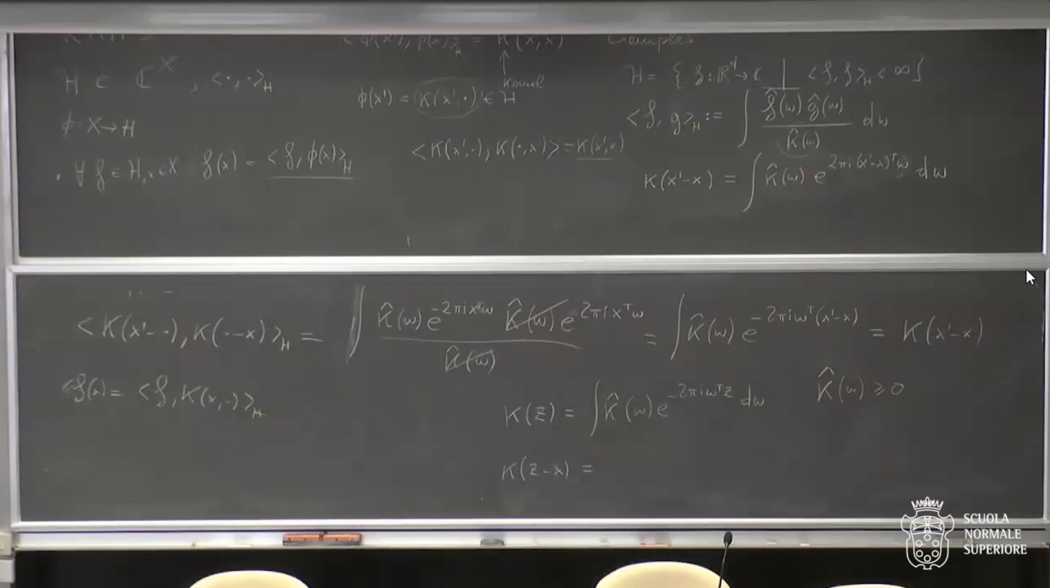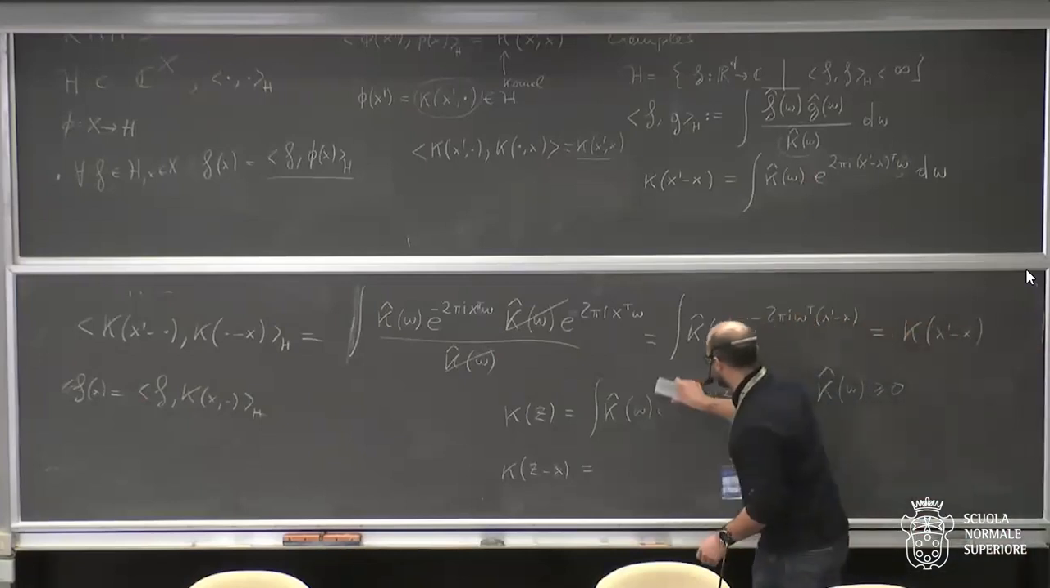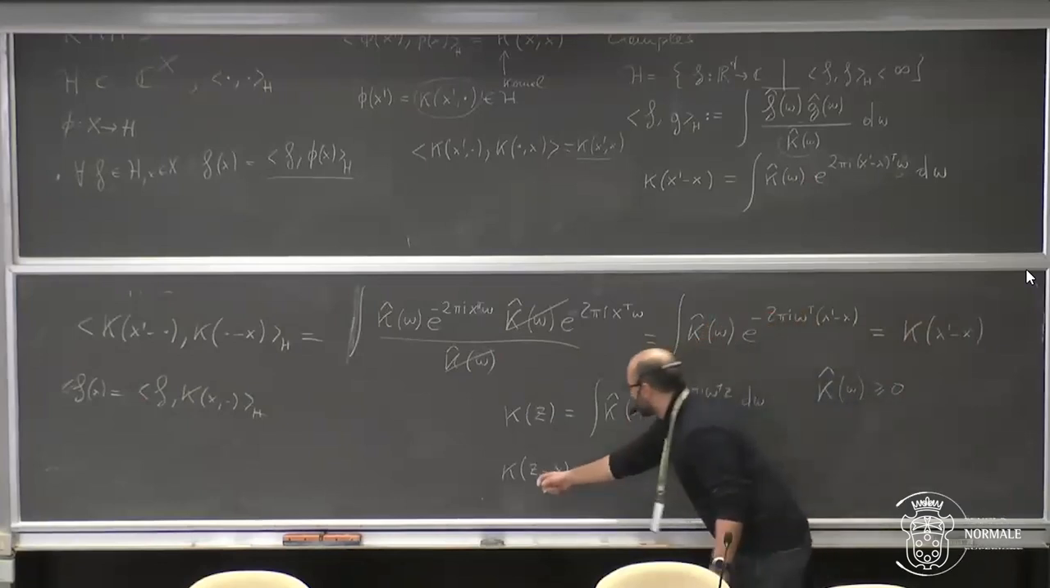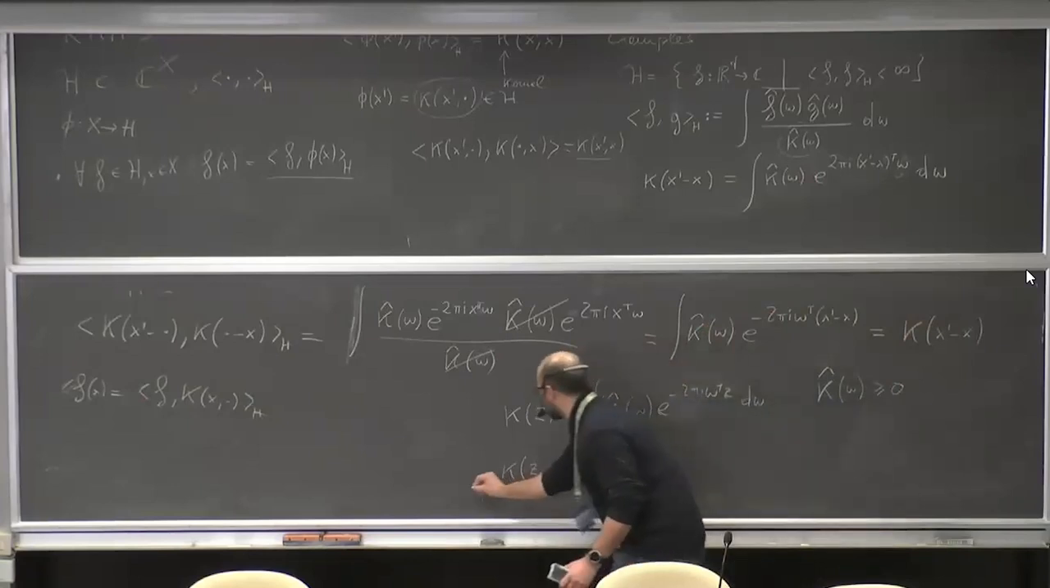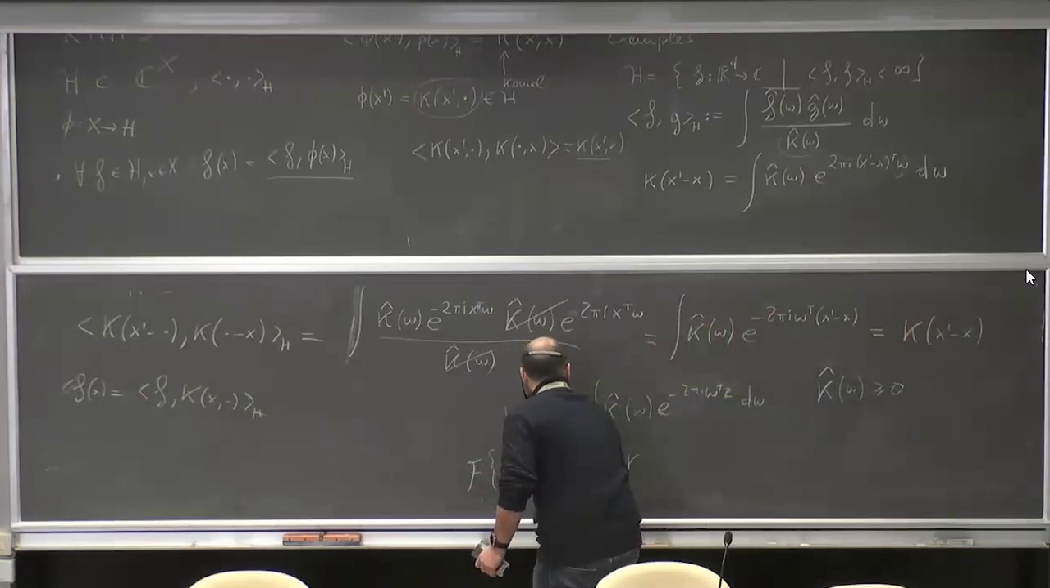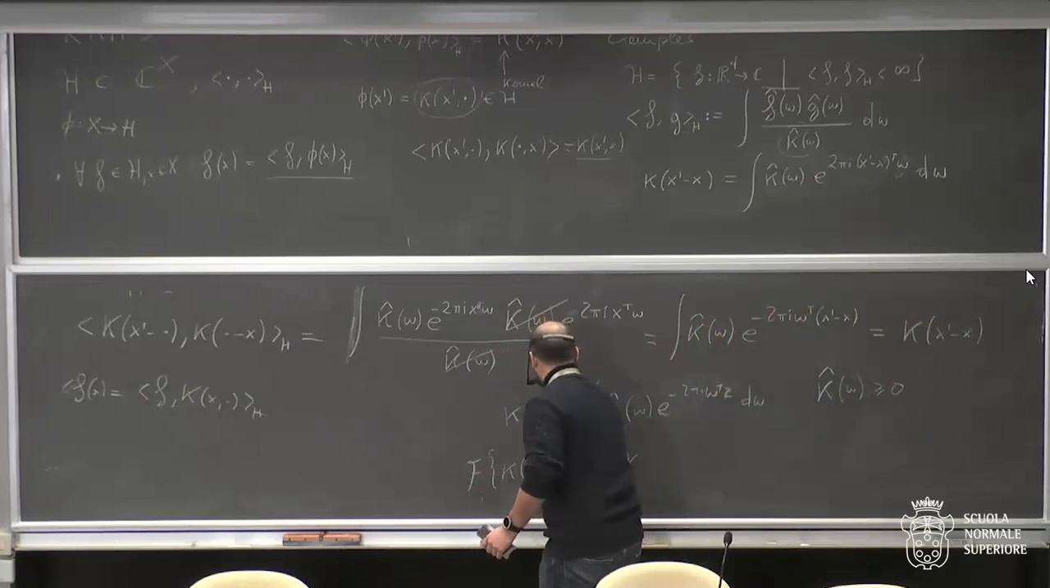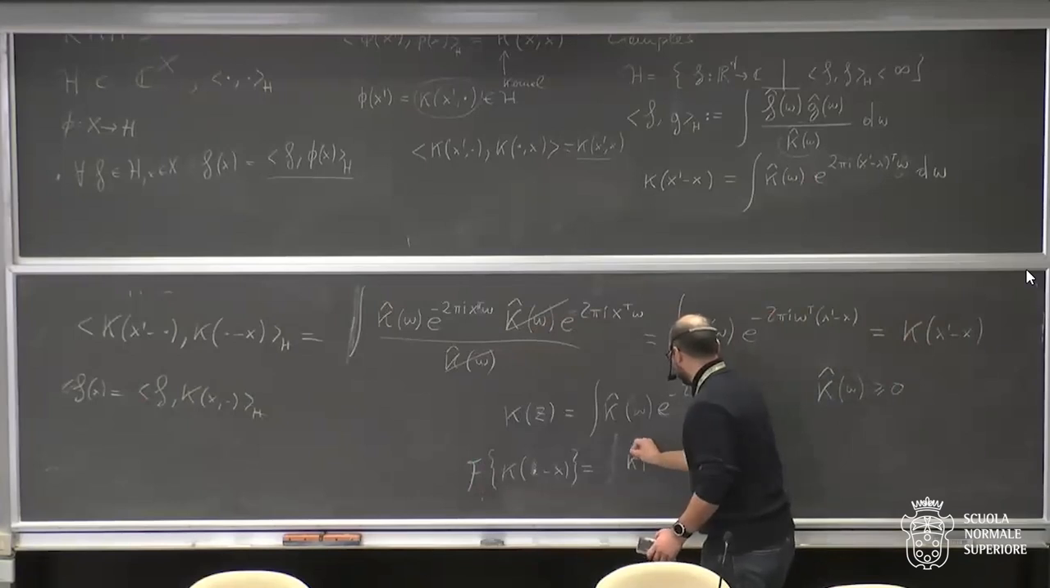I'm still not getting this, because if you do x prime minus z, you have minus 2 pi i minus z, which is plus z. So the Fourier transform of this. But let's write it explicitly, modulo some error on the sign.